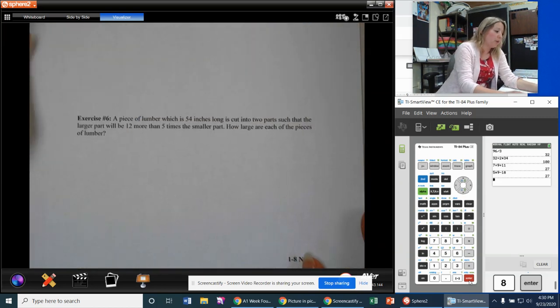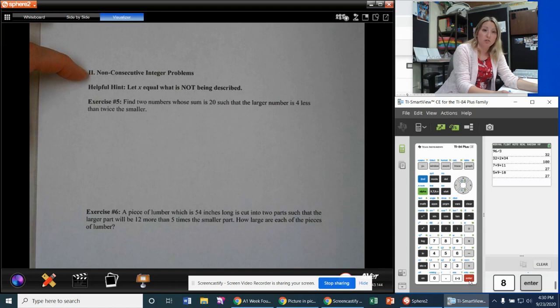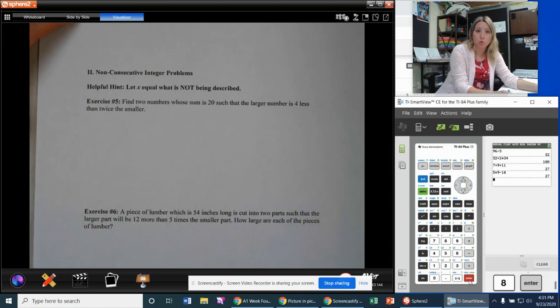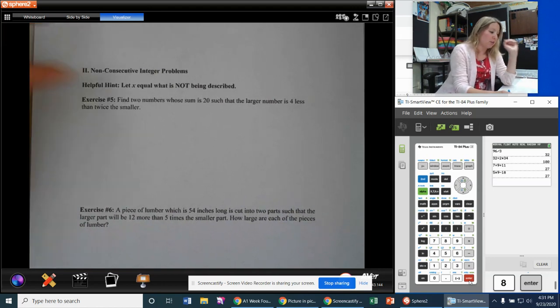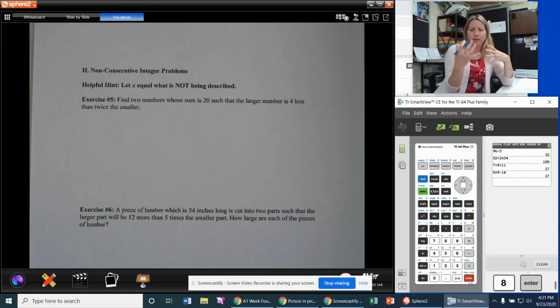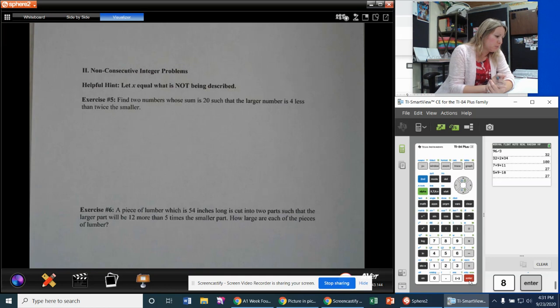And here I am going to do non-consecutive integers. So I'm going to skip number 4 for the sake of your time, and head down here to exercise number 5. Here it's a little bit funkier because you're not going to have all consecutive integers. So it's not always going to be the same let statements. X is going to be what's not being described here, right?